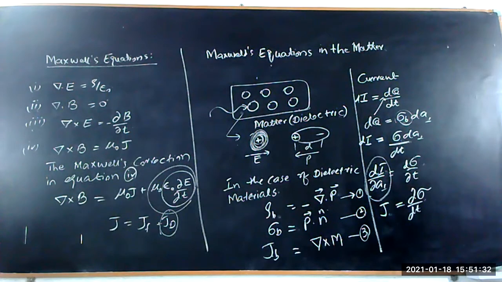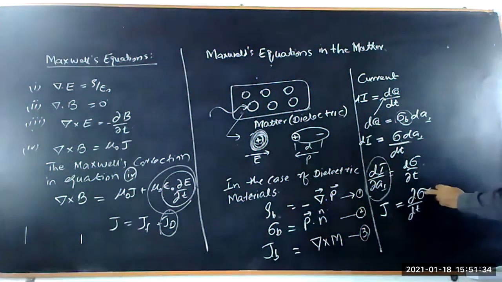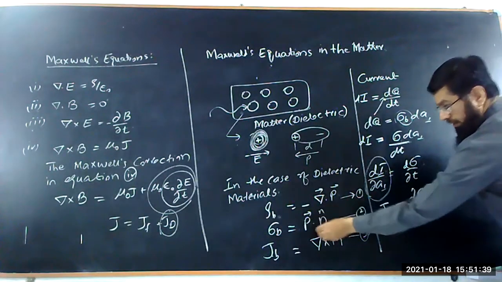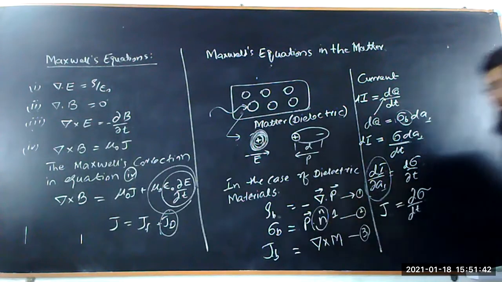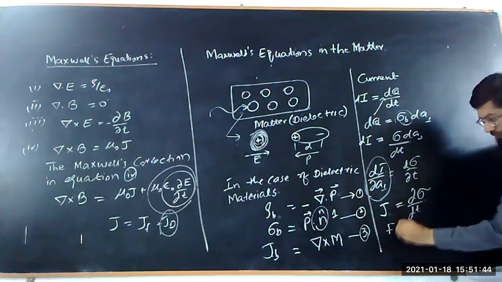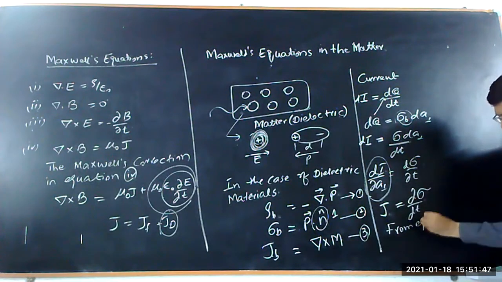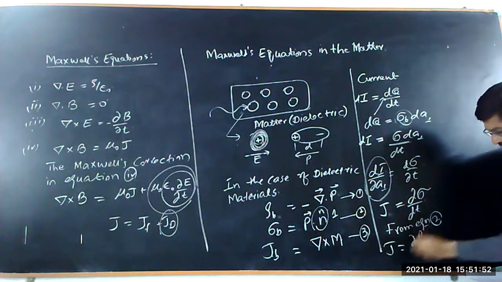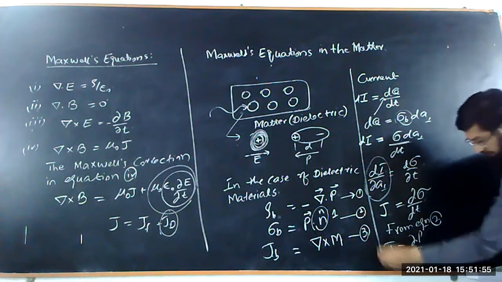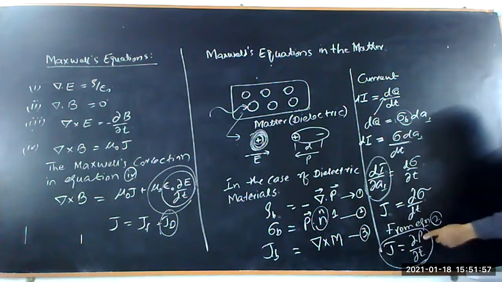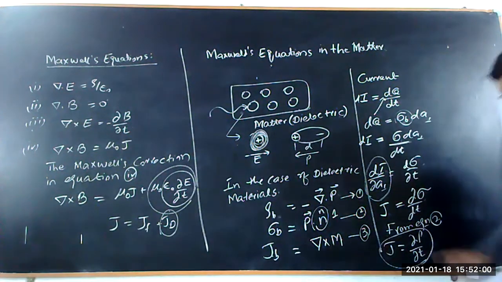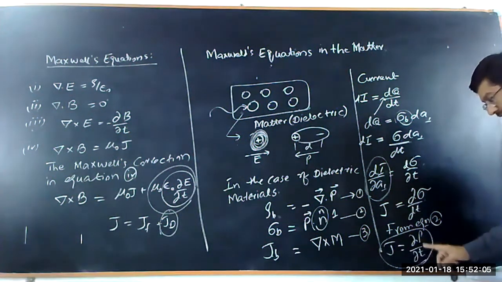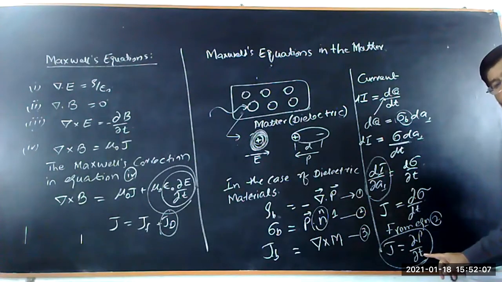So here this sigma, from equation number 2, is equal to P dot n, where n is the unit vector, its magnitude is 1. So from equation 2, this J can be written as dP over dt. It means the current density is equal to the rate of change of the polarization vector.